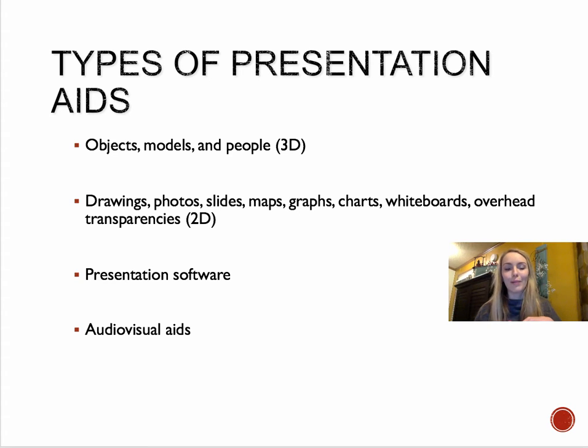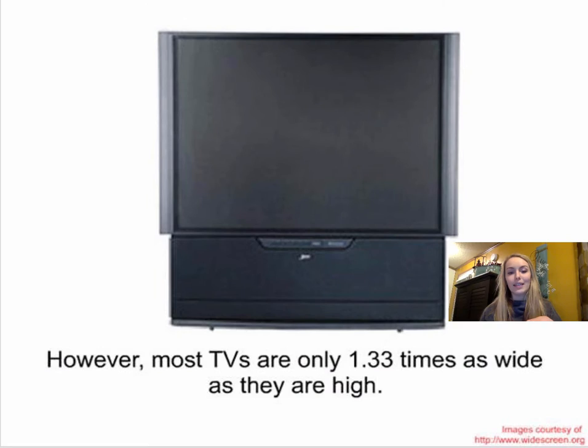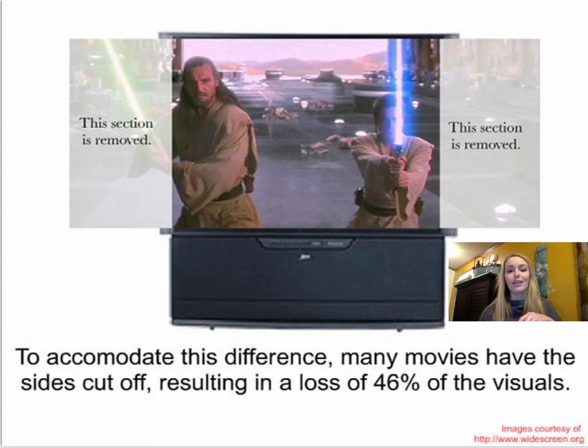So now I'm going to give you a couple examples of some cool visual aids that I've seen or heard about. So here is one, and it says movies are up to 2.35 times as wide as they are high, resulting in a panoramic frame. So this is what you would see in a movie theater, and then this is a very old TV, but however, most TVs are only 1.33 times as wide as they are high. So from a theater to a TV, you see this.